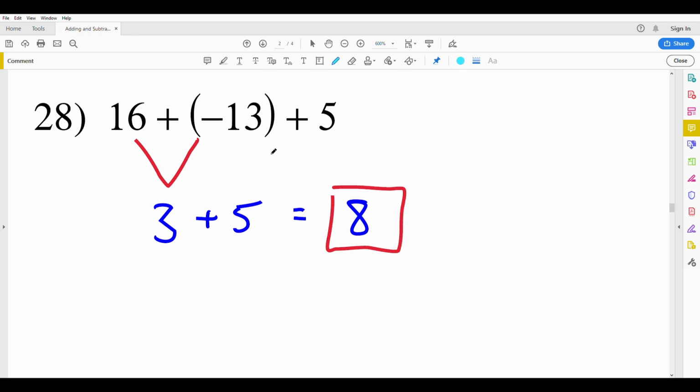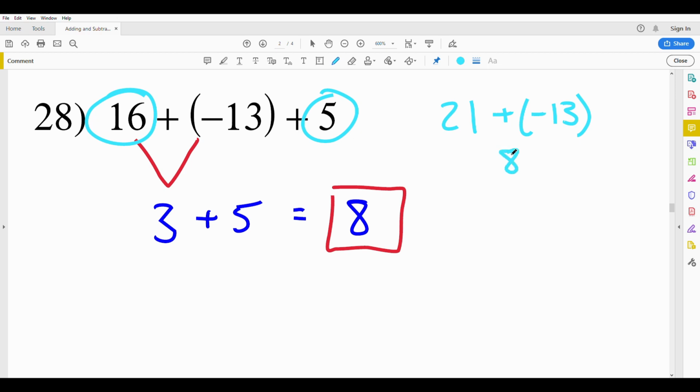But let's add in a different manner. Let's add 16 and 5 first, and then add that negative 13, or take away, subtract a positive 13. 16 plus 5 is going to give us 21. And then when we add 21 with negative 13, that's the same as 21 minus 13, which is still a positive 8.